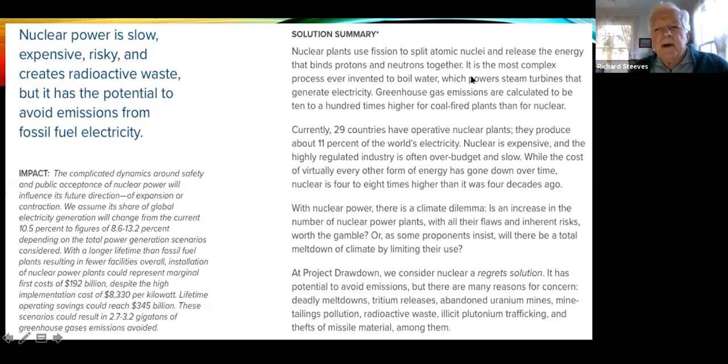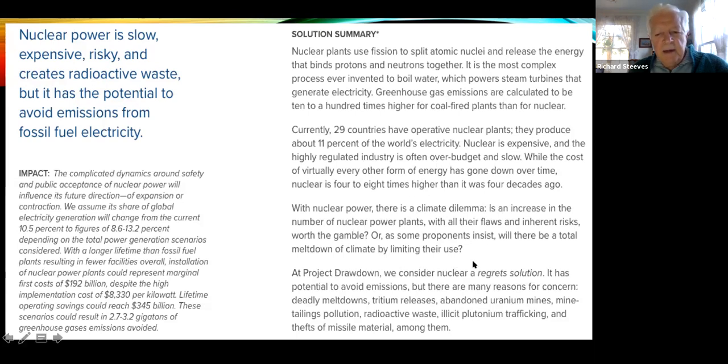And then over here, I notice in the second line, when somebody writes this, you know that they're going to be negative. It is the most complex process ever invented to boil water. Yeah, it is, but that's not why it was invented. It just happens that when we have heat, it's the easiest way to convert it to electricity at the moment. There may be better ways later on. And then it goes down to the last paragraph.